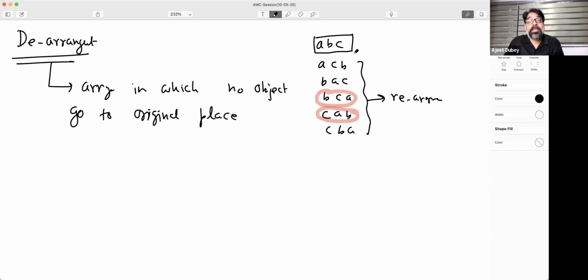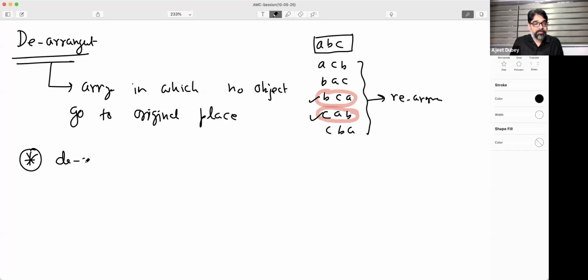So if I ask you how many derangements of ABC, you will say 2 derangements are there. I'm sure it's clear to everybody. That's what is called the meaning of derangement. Whenever we have to do derangement, we can use one formula directly.